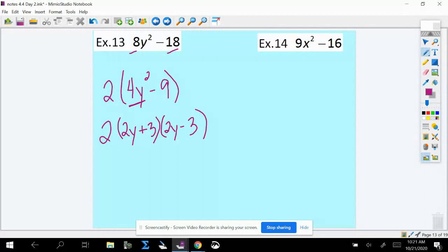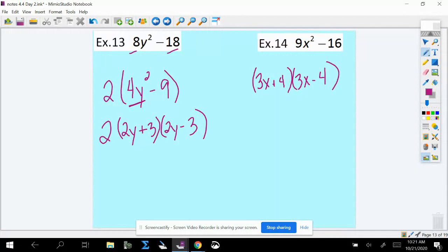And the nice thing with these, if you want to check and see if you're right, you can always FOIL them back together, multiply them back together, and you will get right where you started. Next one, you have a 9x squared, which will break down into a 3x and a 3x. And then a 16, so you're going to have a plus 4 and a minus 4.